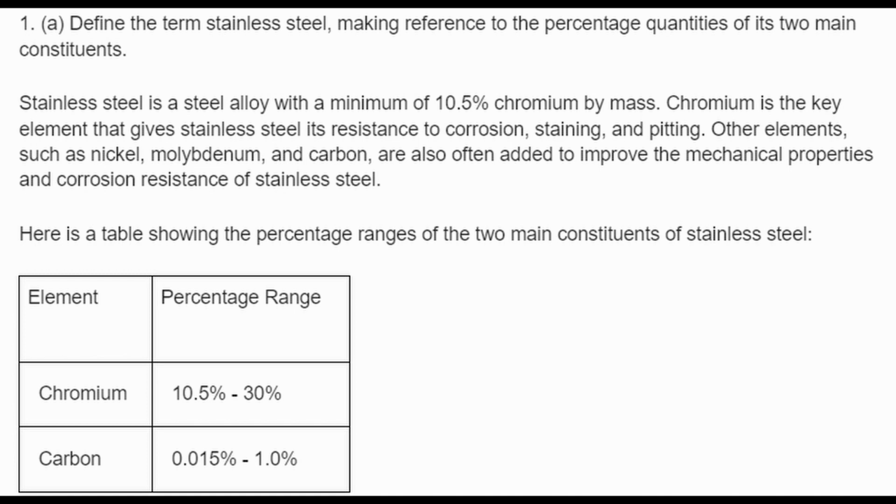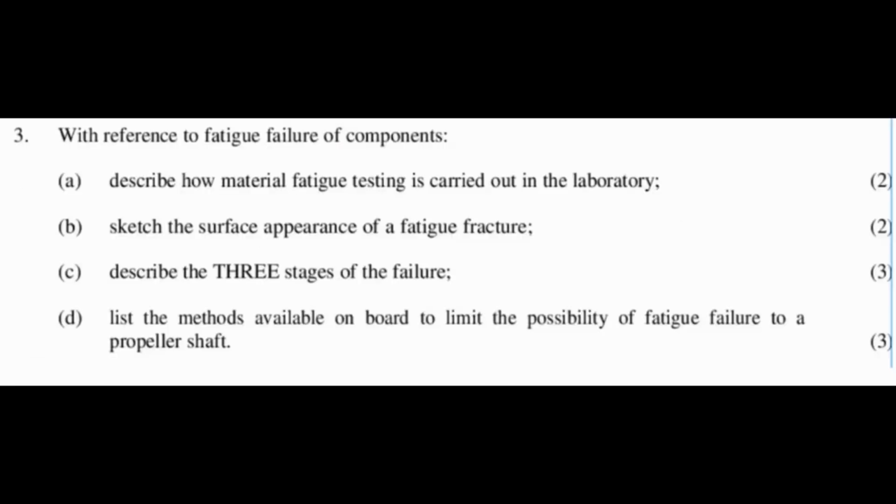Other elements such as nickel, molybdenum, and carbon are also often added to improve the mechanical properties and corrosion resistance of stainless steel. The percentage ranges of the two main constituents of stainless steel are, for chromium, between 10.5% up to 30%, and for carbon, 0.15% to 1%.